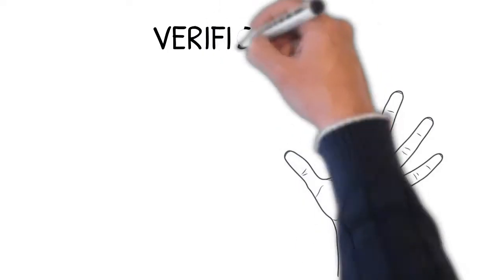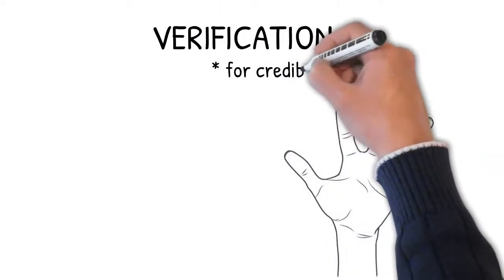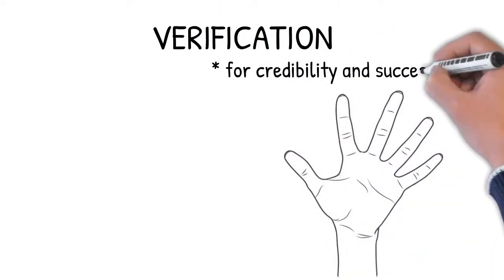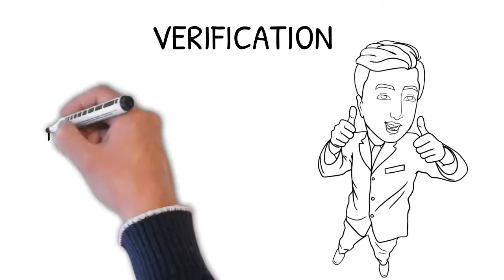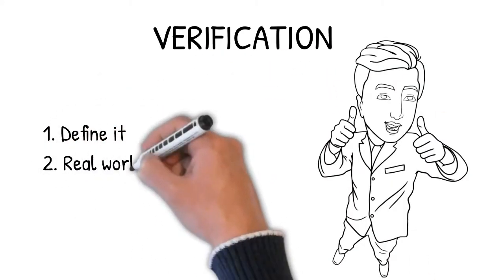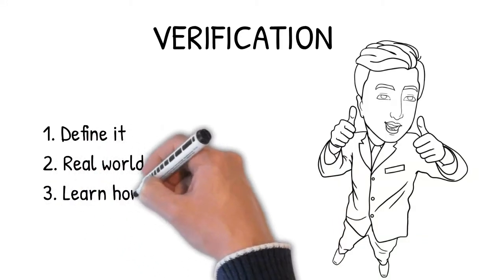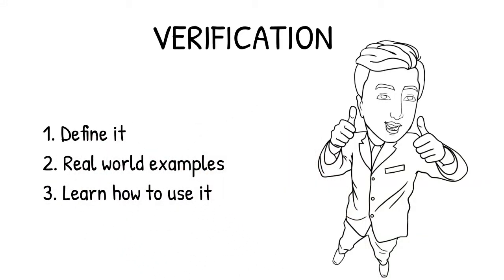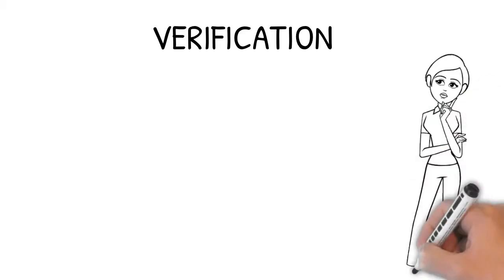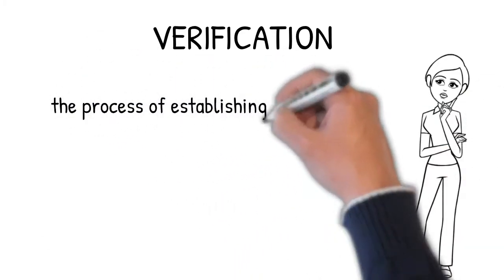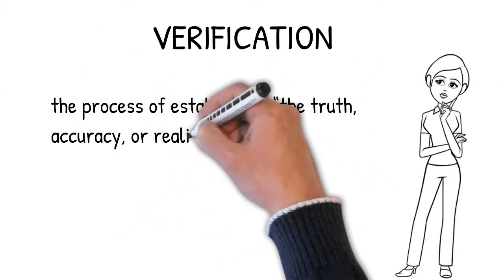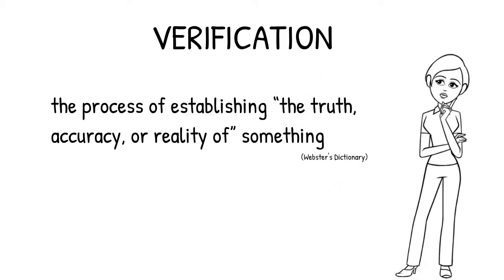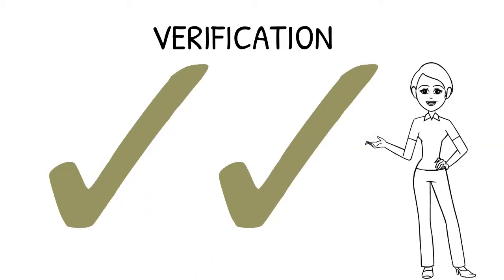This 5-syllable word is really important for maintaining credibility and ensuring your paper's or project's success. So let's define it, look at some examples of why it's so important, and discuss how to use it in your own research. As explained by Webster's Dictionary, verification is the process of establishing the truth, accuracy, or reality of something. Basically, it means double checking.